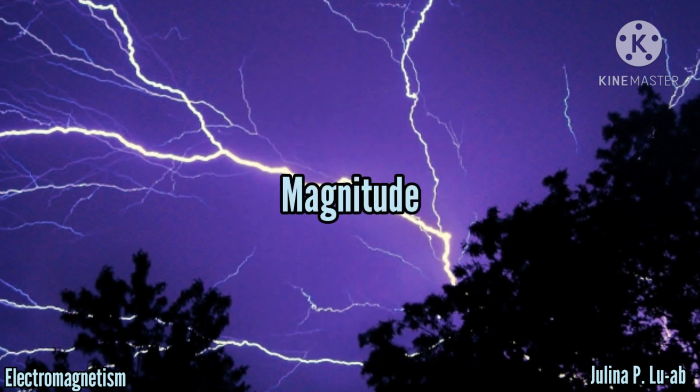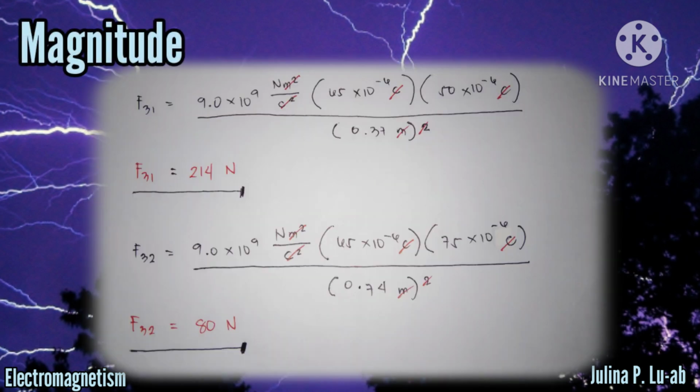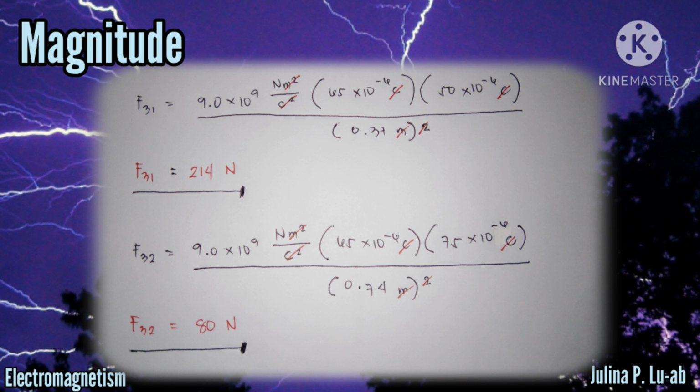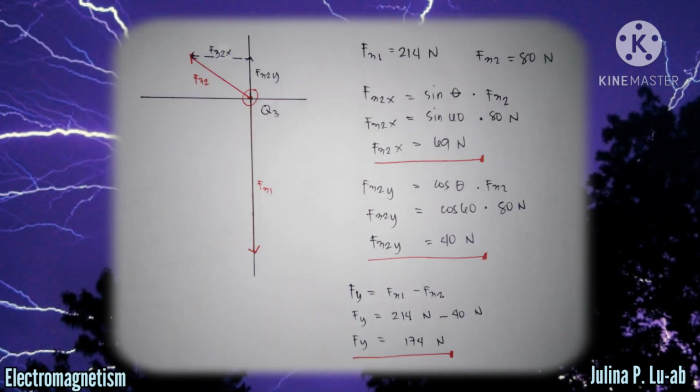Now let's proceed to solving for the magnitude. We have the electric force on 3 from 1. So we have the Coulomb constant multiplied by charge 3, then multiplied by charge 1, all over the distance of separation between 3 and 1 squared. So F on 3 from 1 is equal to 214 Newton. And then F on 3 from 2 is equal to 80 Newton. So now we know the direction and magnitude of two forces. To have a clearer look, we have it like this.